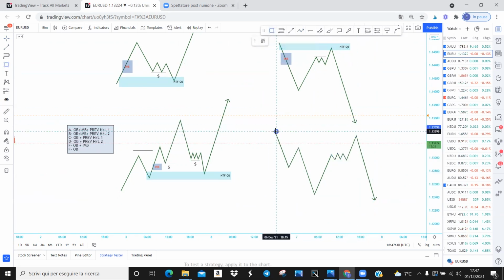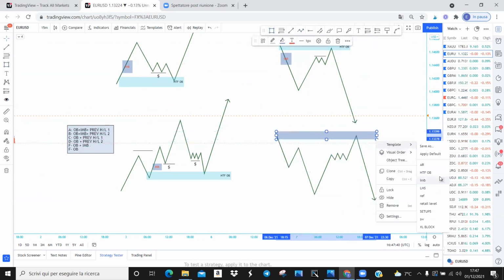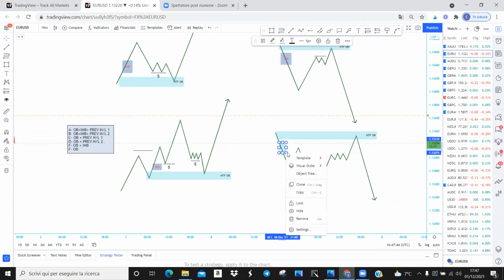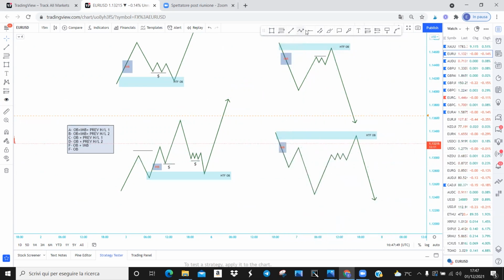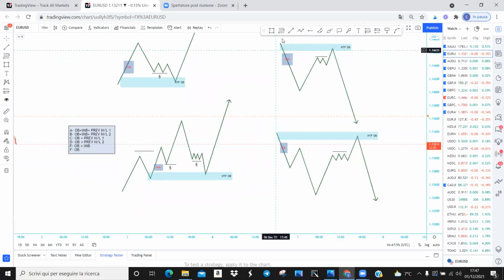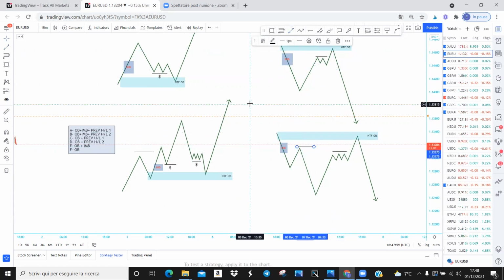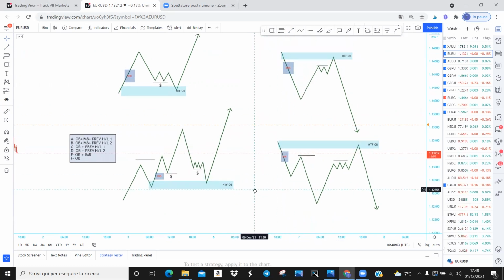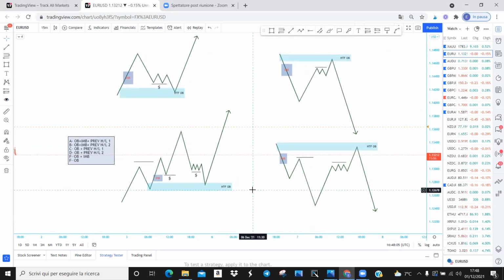With order block, imbalance, and previous highs here and here. Okay. So these are the best setups that we can have. Okay, these are the best setups.